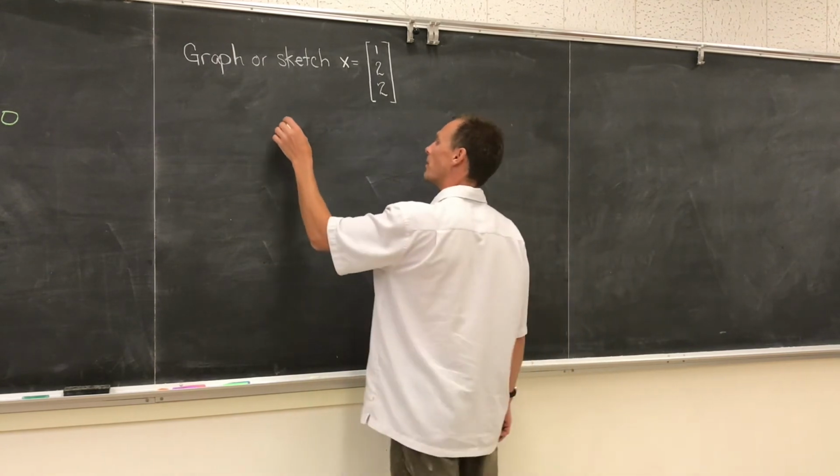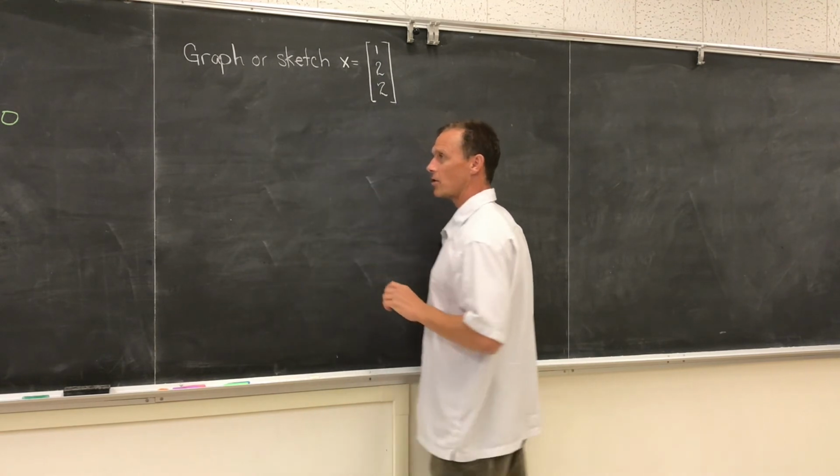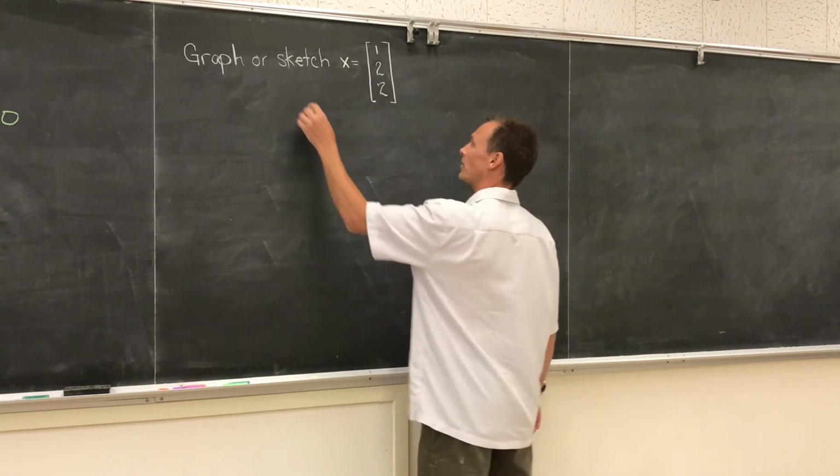We're going to graph or sketch the vector 1, 2, 2. And here's how you do it. Let's start with a vertical line, just like we did last time. But this time, we're going to go big.